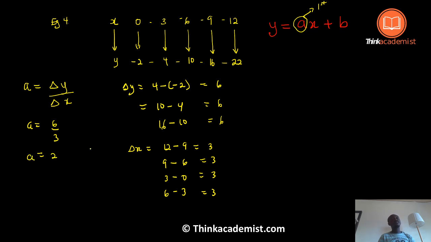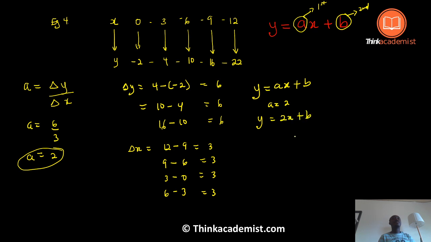Now that we know a, the next thing we need to find is our b. How do we find b? We just have to rewrite our equation. First and foremost, this is our equation. We found a, so we'll fix in a equals 2 from here. So y equals 2x plus b.